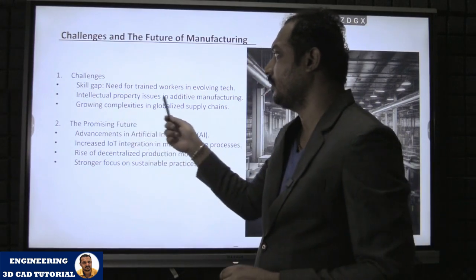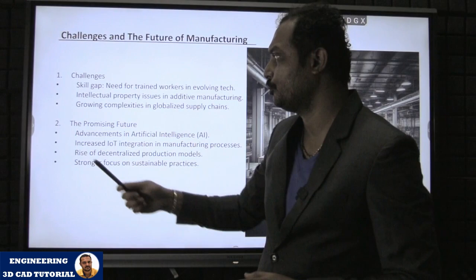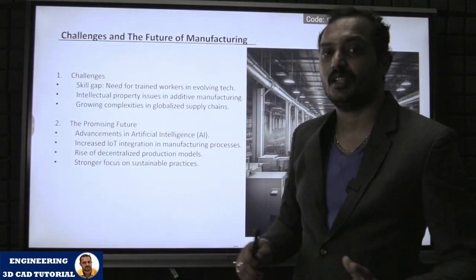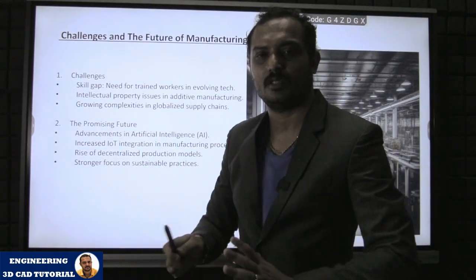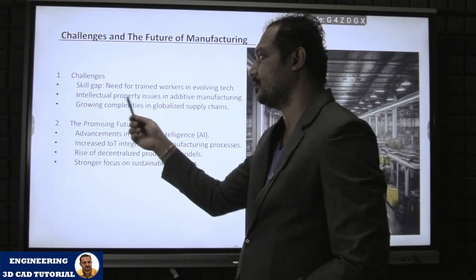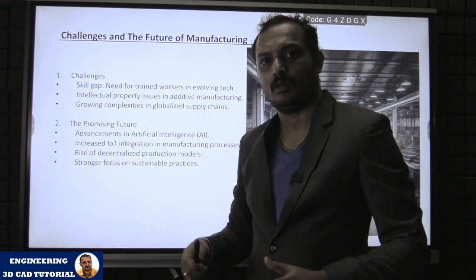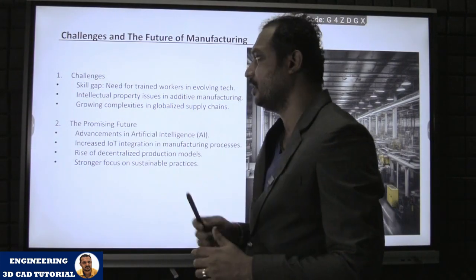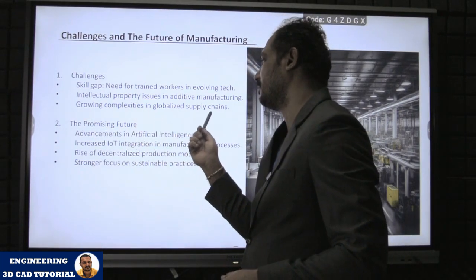So certain designs or inventions should be available to the entire world free of cost, so that others can produce them, because one person can't serve the entire world. On that basis, certain rights have to be given to other industrialists or persons to carry out and produce things. Next, growing complexities in the globalization supply chain.